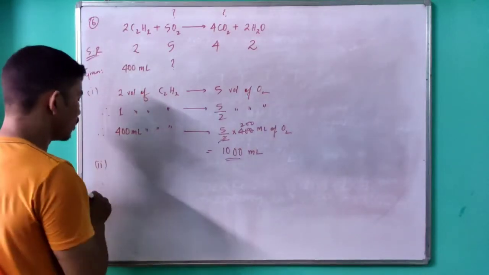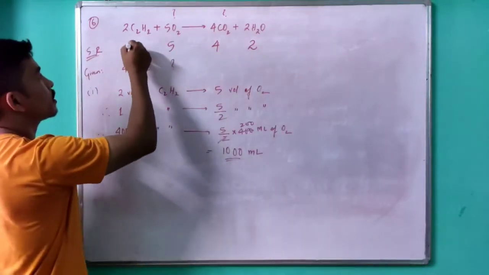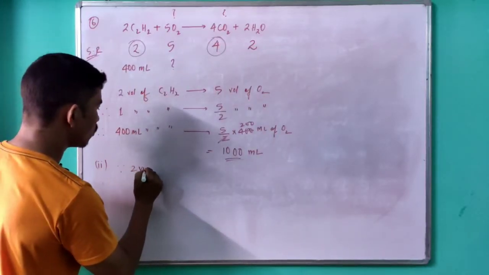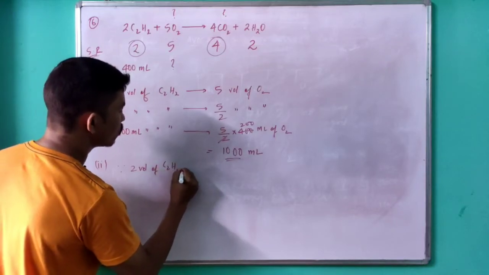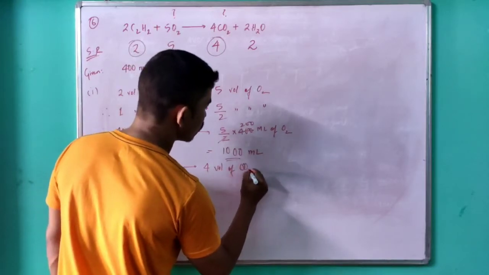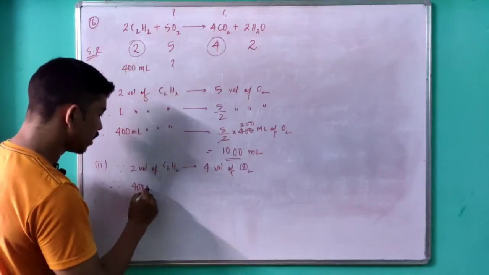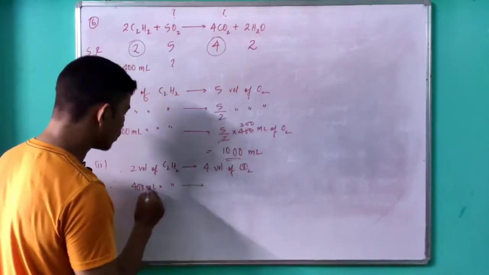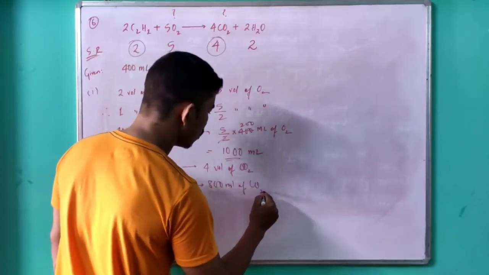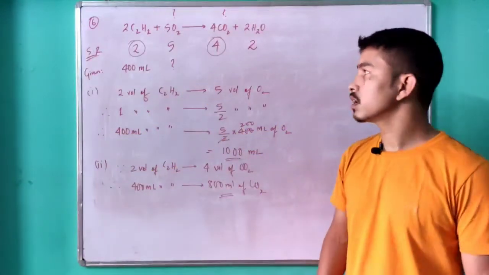Now coming to the second part of the question. It's also asking what volume of carbon dioxide will be produced. So simply we see that 2 volume produces 4 volume, that is exactly double. Since 2 volume of C2H2 gives 4 volume of CO2, that is exactly the double. So in the question, the 400 ml of acetylene will produce double of 400, which is 800 ml of CO2. So it's so simple. This is how we solve the numerical based on Gay-Lussac's law.